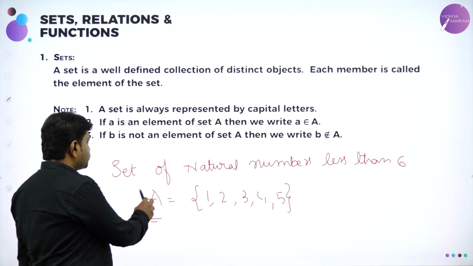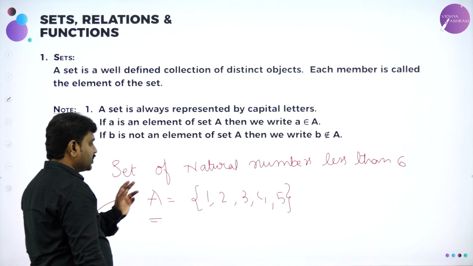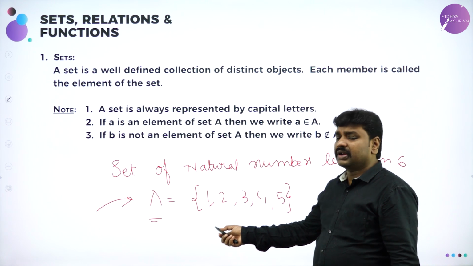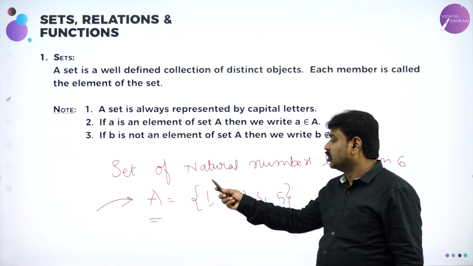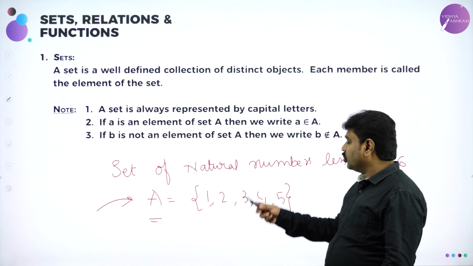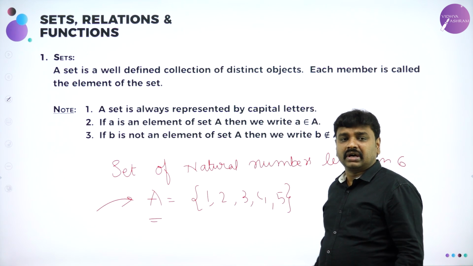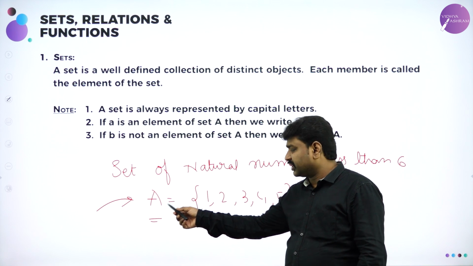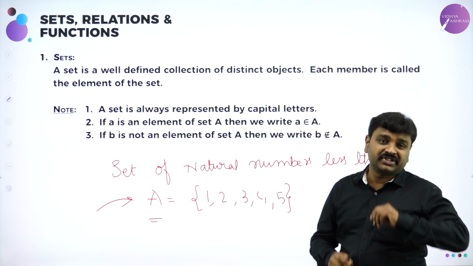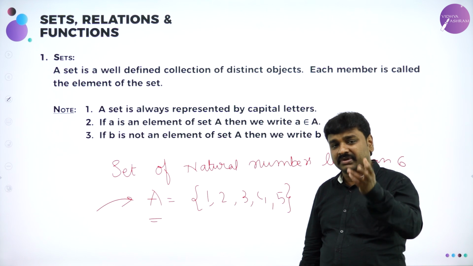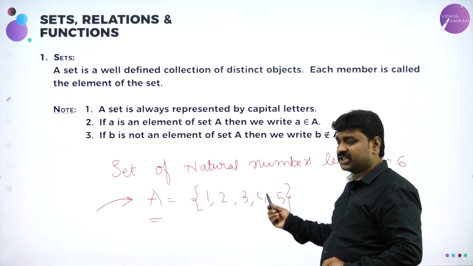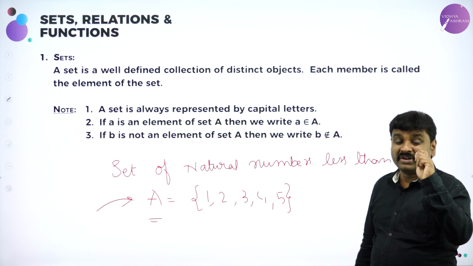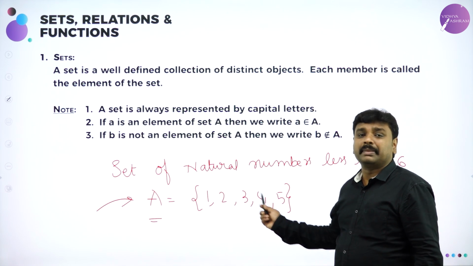So now I gave a small example for a set. I wrote a set of natural numbers less than 6. I took this example to make you understand how to write a set, how to write the members of a set, and what members of a set are called. Always we should write a set using a capital letter, and the members of a set we call elements of the set. Each element should be separated by a comma and every element should be distinct. See, no two elements are repeated.